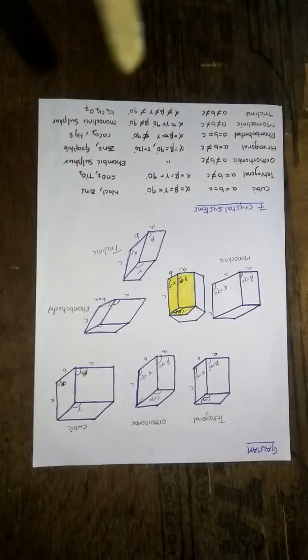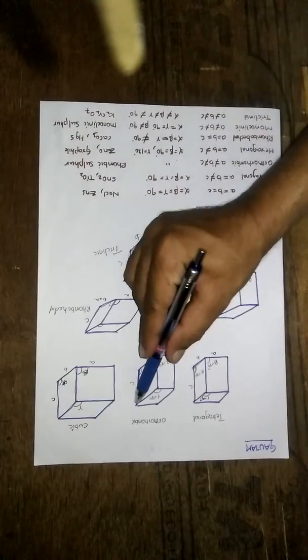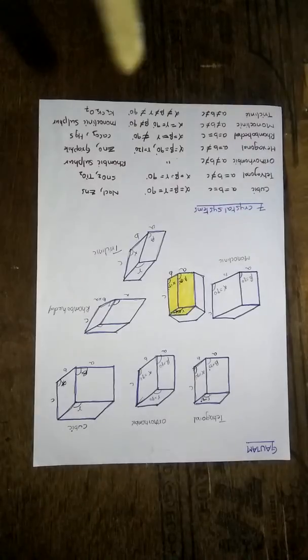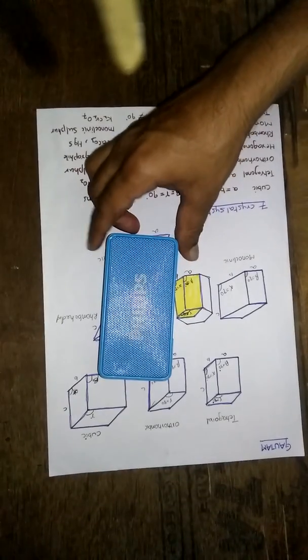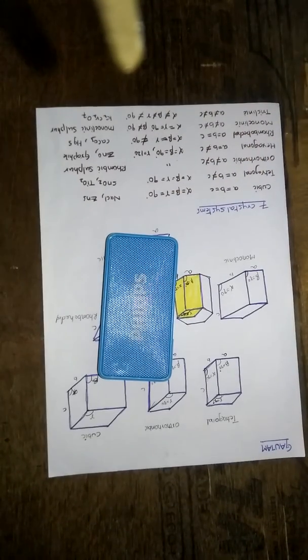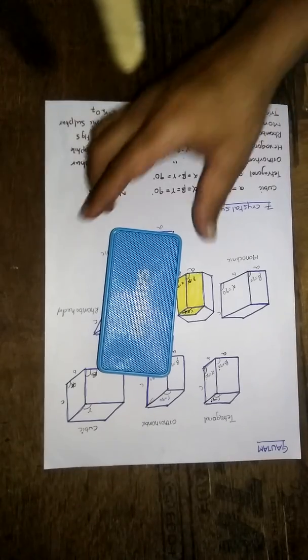Next, let us move to the orthorhombic system. In an orthorhombic system, all the side lengths are different. That is, A is different from B and B is different from C, but all angles are still maintained at 90. It looks like an old computer CPU. I'll also use an example for this. This is an example of the orthorhombic crystal system. The common matchbox that we see is an example of the orthorhombic crystal system.